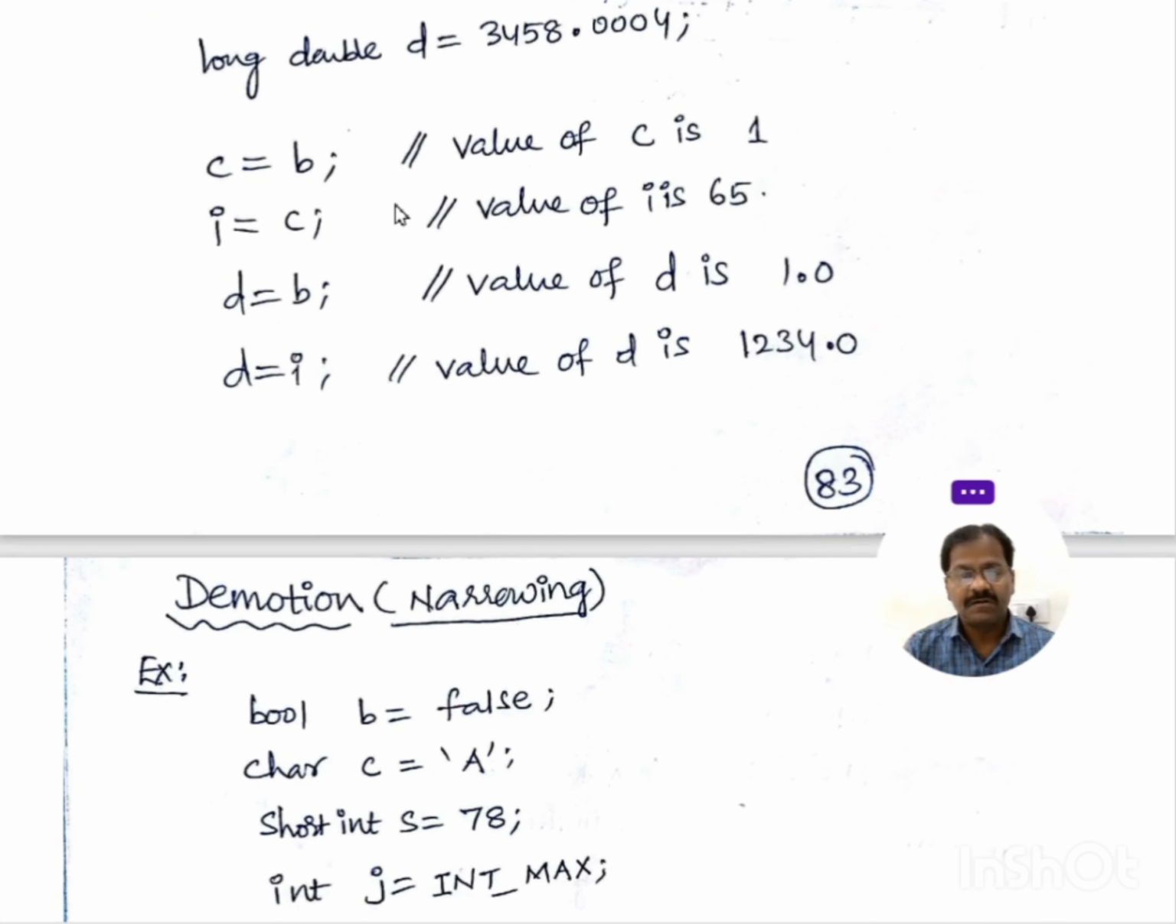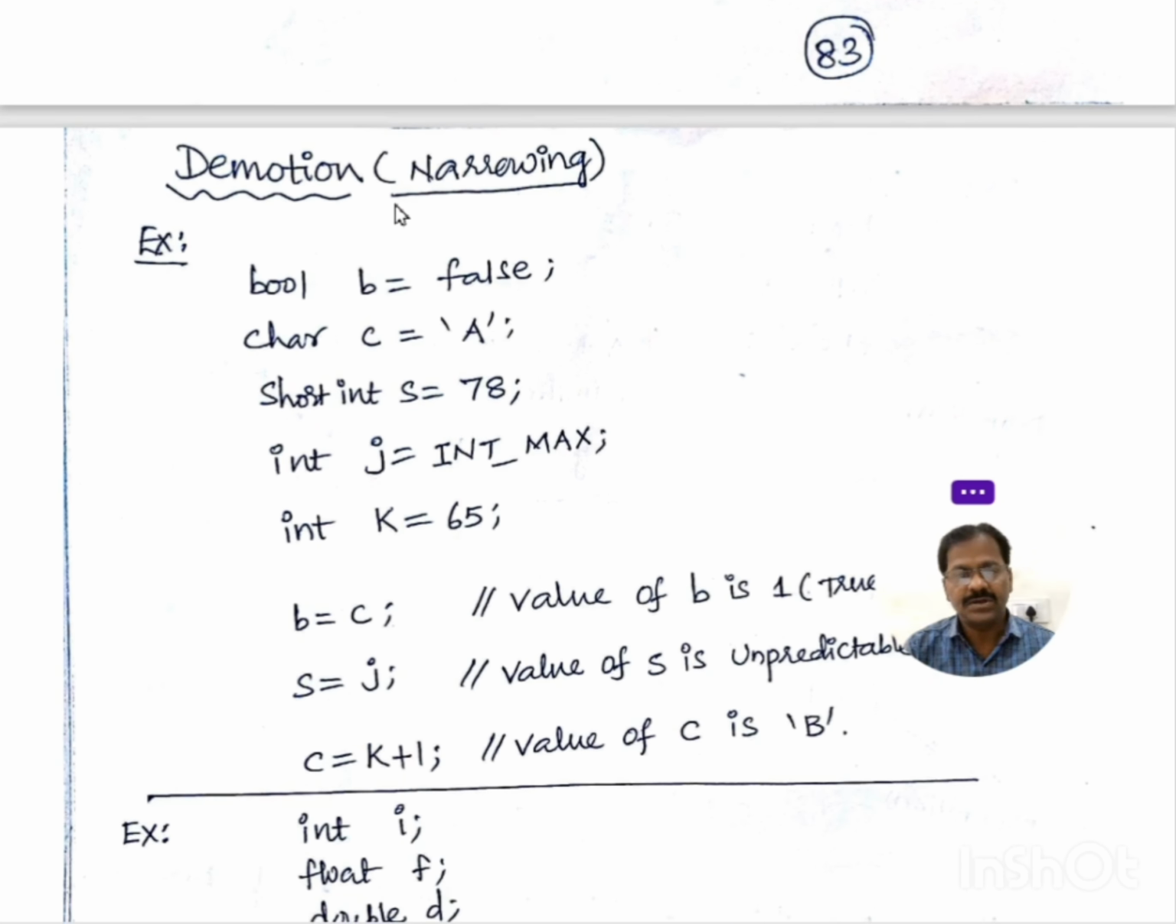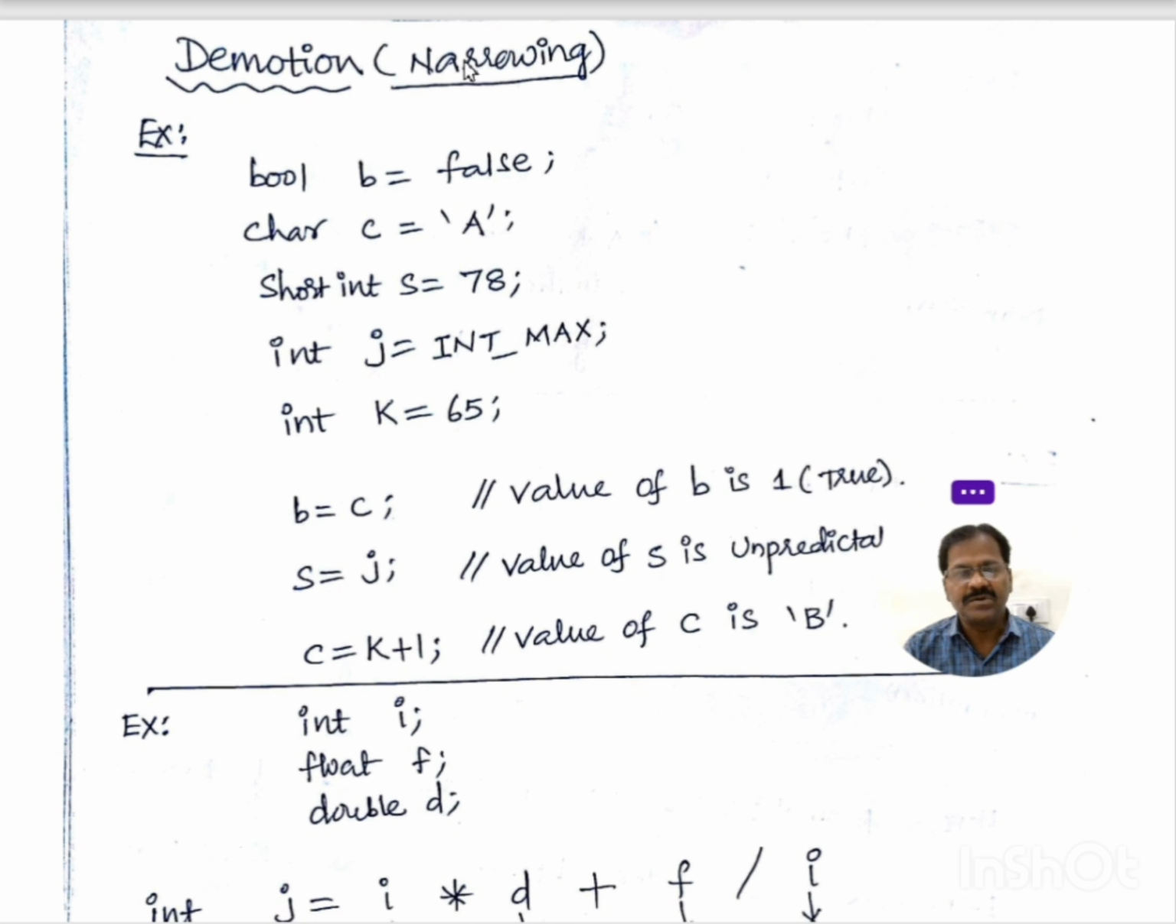In number system we have seen conversion from decimal to binary. 65 will be converted into binary. You see here, I have given demotion, narrowing. If the right side is the highest value, then that will be converted into the left side. Then it will get demotion, narrowing.